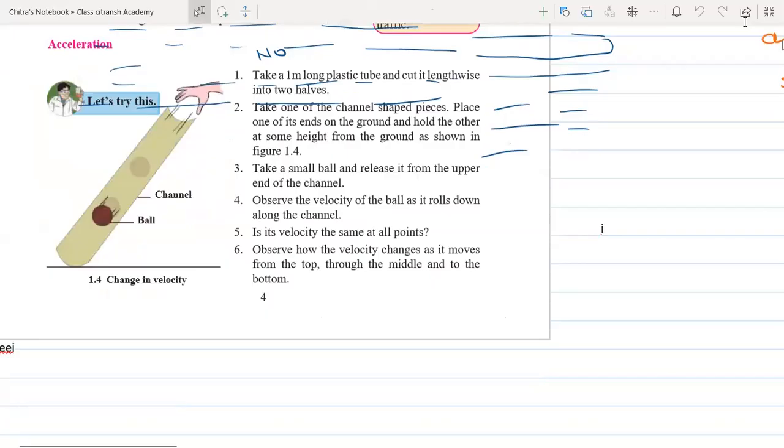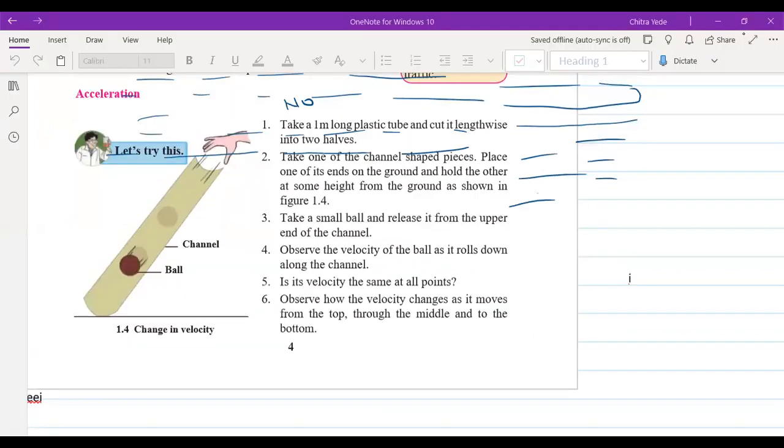Now we are going to start acceleration, which is the new part of our chapter called motion. So first we have to understand acceleration. Let's go through an example. Aman, are you there? Yes, sir. Okay, so Aman is going to start by riding the bicycle.